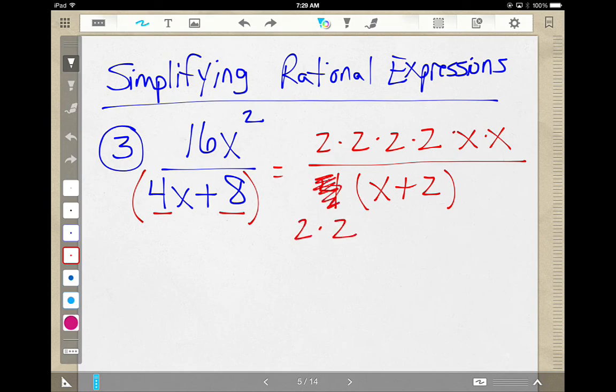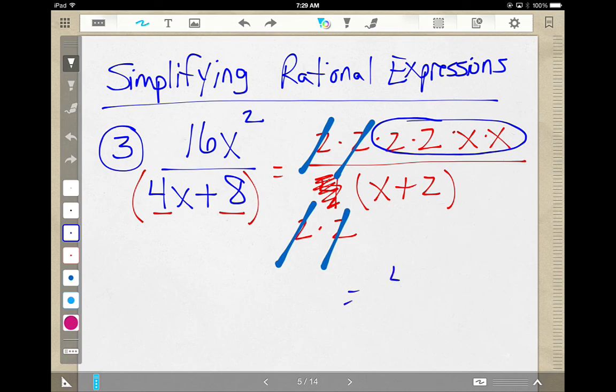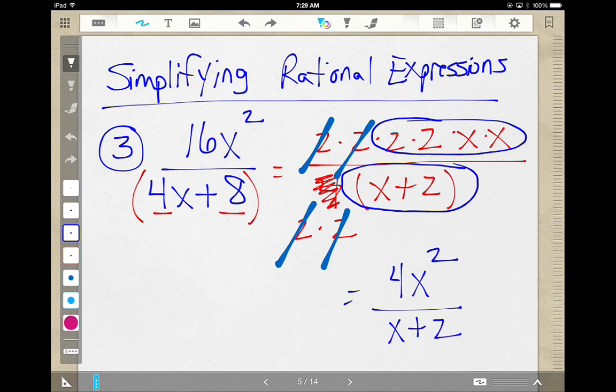And some of you may already be noticing and going, well, I know 16 can divide by 4. I don't need to write it out as all these 2's. That's totally fine. I'm just doing it so you can see it very clearly. So this factor of 2 and this factor of 2 would reduce to 1. So would this factor of 2 and this factor of 2. So what I'm left with is the 2 2's and the 2 x's being multiplied together, which would equal 4x squared. And in the denominator, I'm actually left with this group, this quantity of x plus 2. So my simplified expression would be 4x squared over x plus 2.